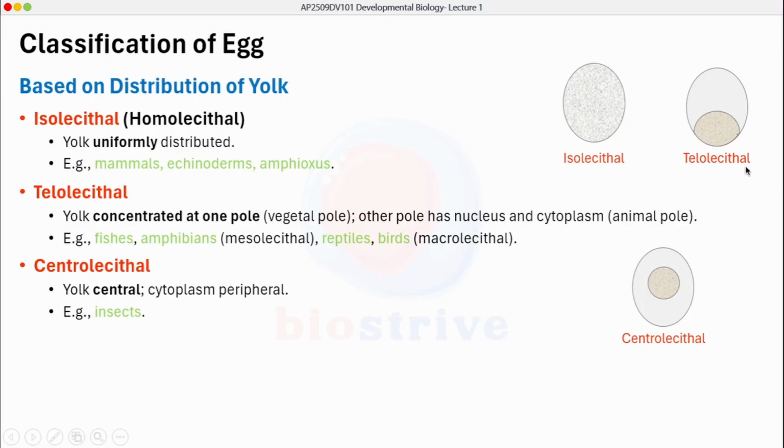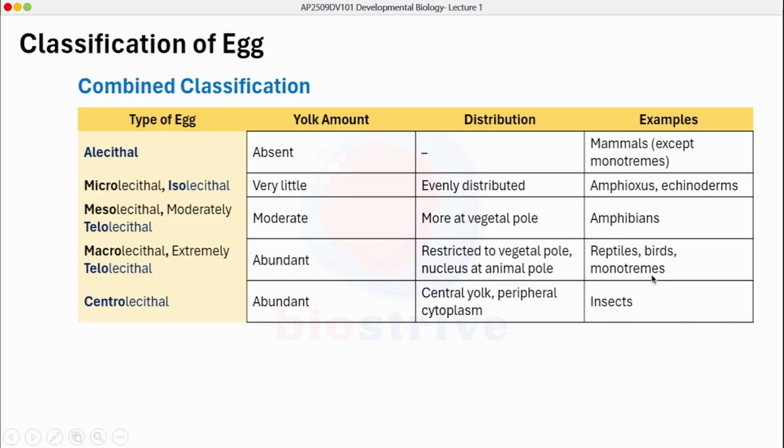As you can see, this is a mesotelolacithal egg, in which yolk is highly concentrated and only restricted to the vegetal pole of this egg. In case of centrolacithal egg, the yolk is restricted to the center of this egg and it is surrounded all along by cytoplasm. If we combine this classification, in case of alacithal eggs, amount of yolk is practically absent and distribution is not considered. Example is humans and mammals.